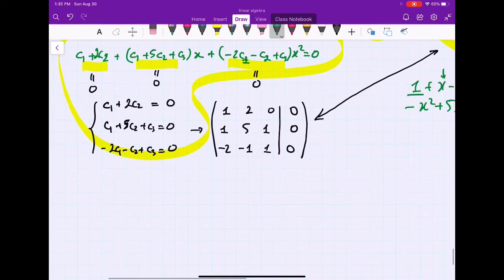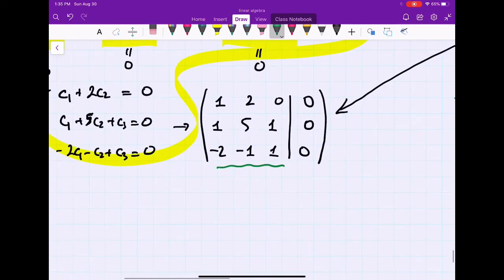Okay? And now you have the homogeneous system, and your matrix is 3 by 3. You may check the determinant.